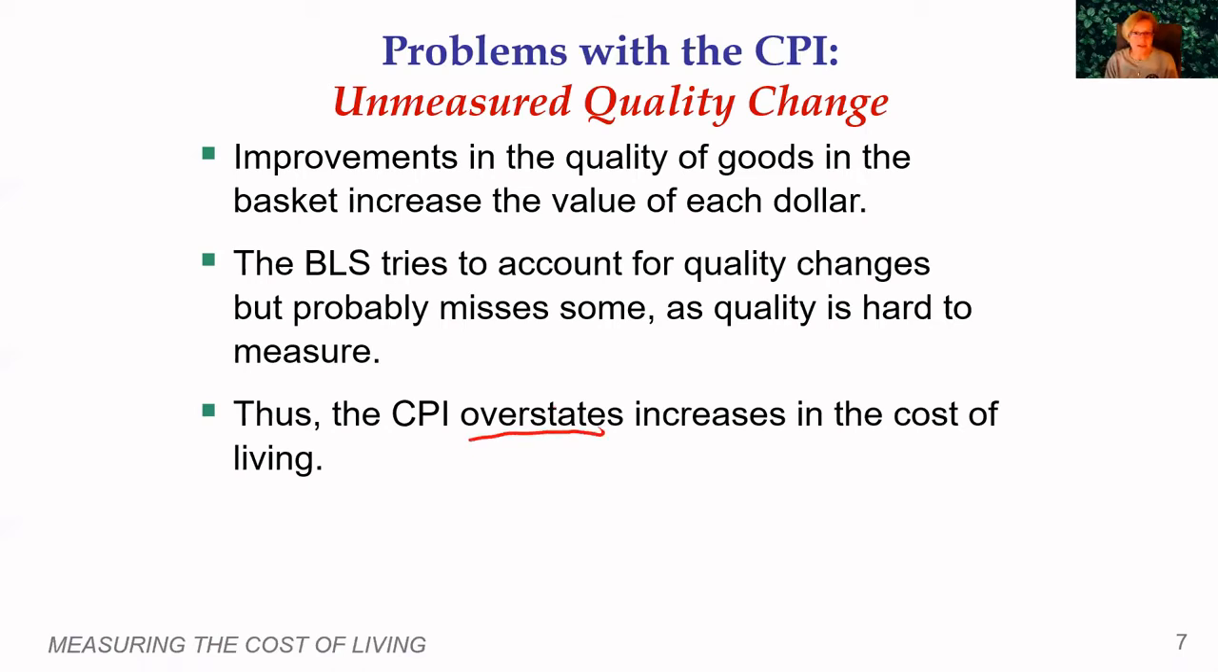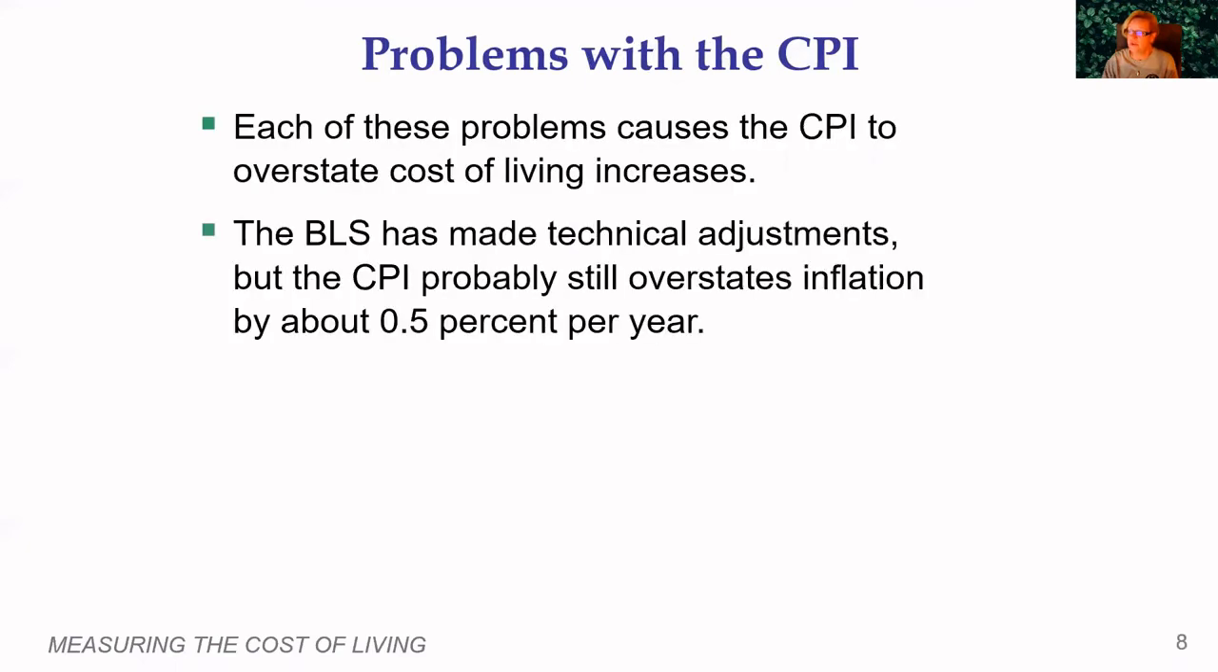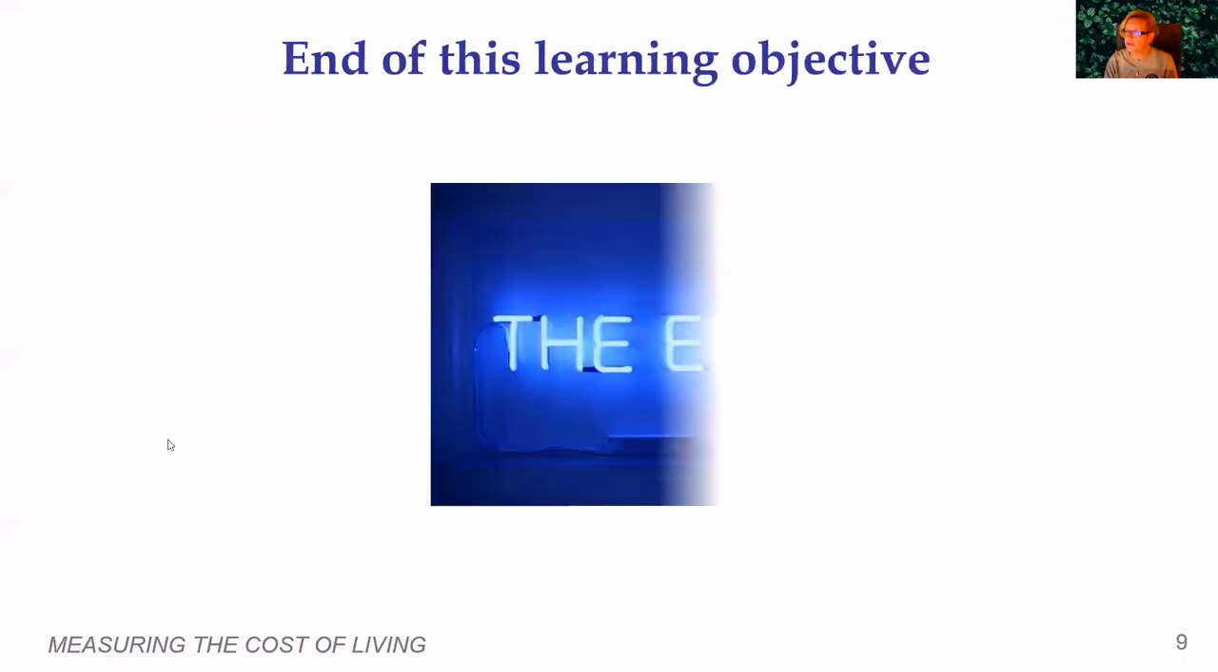So the three factors, substitution bias, unmeasured quality change, and introduction of new goods, all tend to overstate the consumer price index about 0.5% per year. And we make adjustments for that, knowing that. And again, remember that those things index to inflation, that's what we called it, linked to inflation. We have to take into account the overstating of inflation because of these three problems.